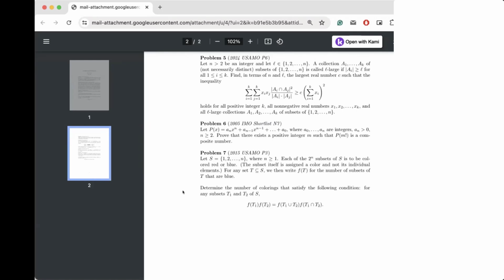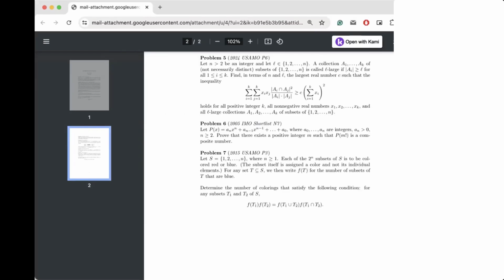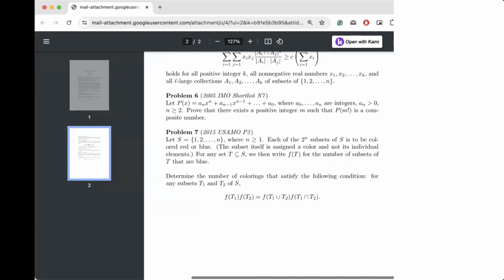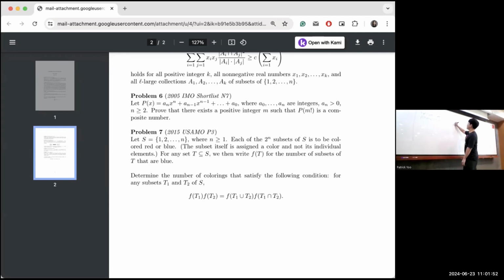Let's start with problem 7, which was problem 3 of the 2015 USAMO. The problem says let S be the set from 1 through n, and then there are 2 to the power of n subsets of S, and each is colored either red or blue. Then F(T) is the number of subsets of T that are colored blue, and we want to find the number of colorings that satisfy this equation for all subsets T1 and T2 of S.